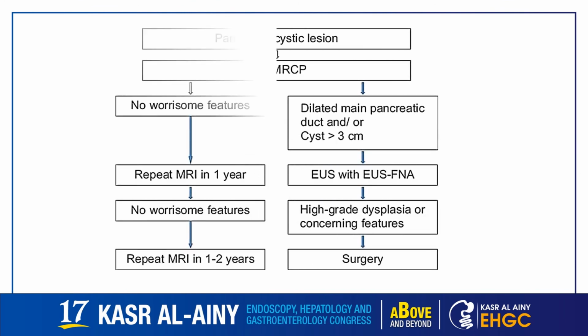So for any pancreatic cystic lesion, do MRI first. If no worsening features, repeat the MRI in 1 or 2 years. If there is a dilated main pancreatic duct or cyst more than 3 centimeters, do EUS with fine needle aspiration. If there is high grade dysplasia or concerning features, surgery is highly recommended.